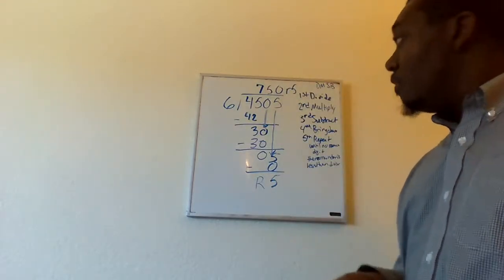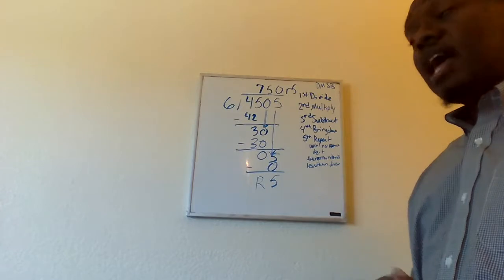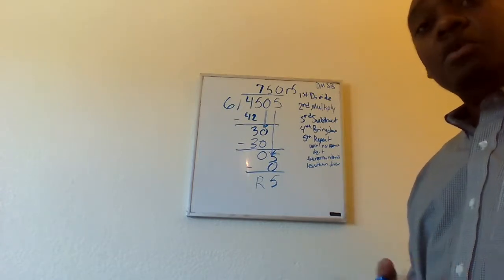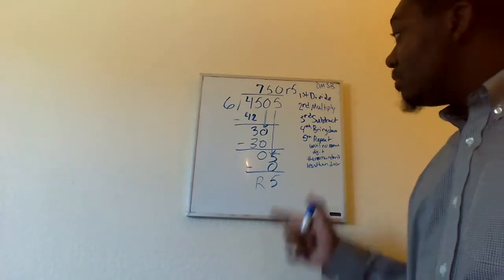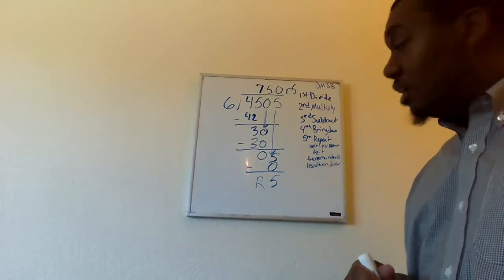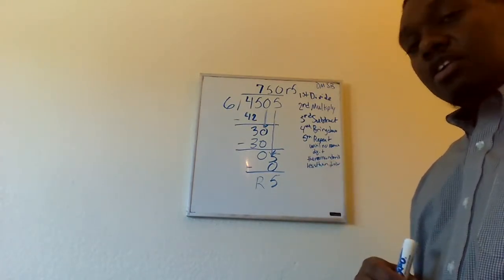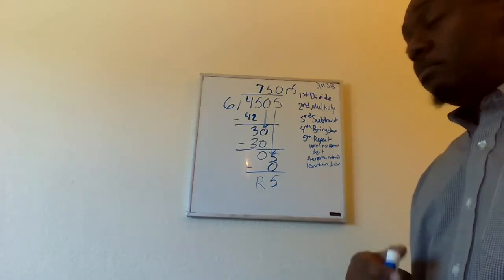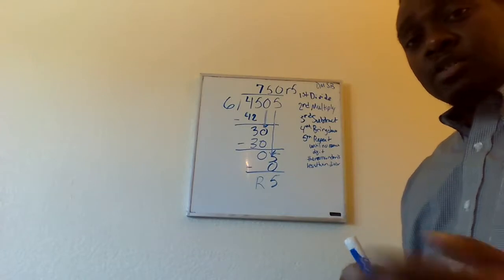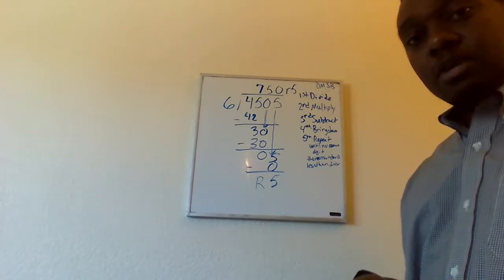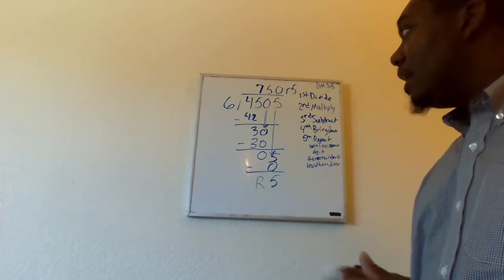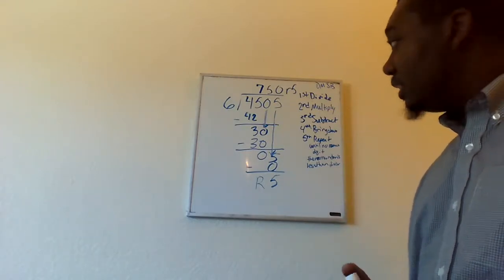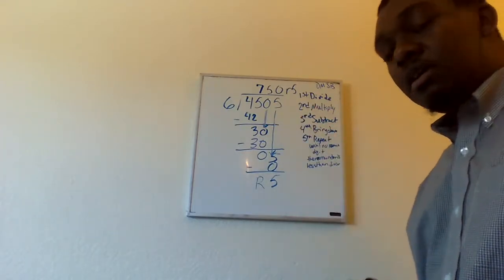So 4,505 divided by 6 is 750 with the remainder of 5. And that's what we got with this answer. So this is how you were traditionally taught how to divide, and many books, many videos and things like that. And you'll see in the rest of this section that this is how traditionally we divide, because it's easier to see the process in doing so.